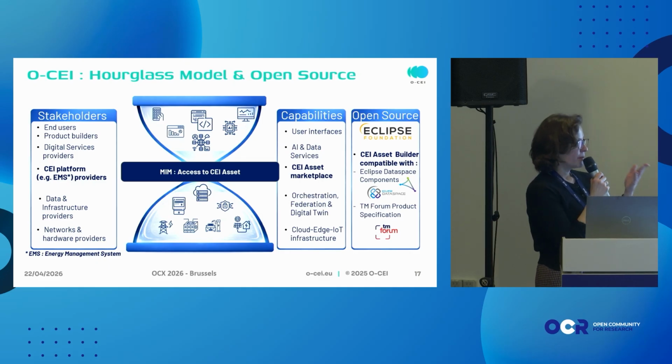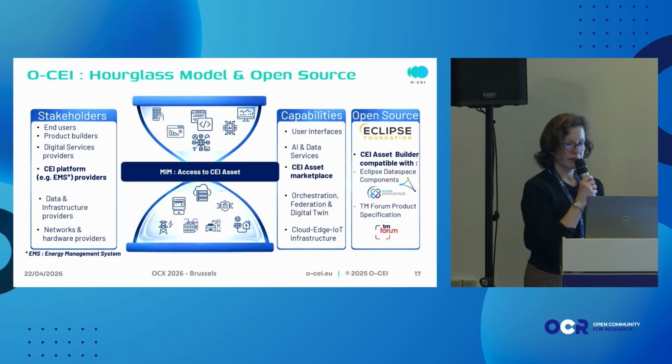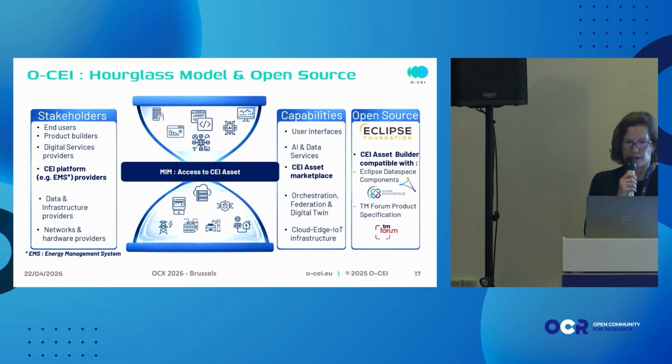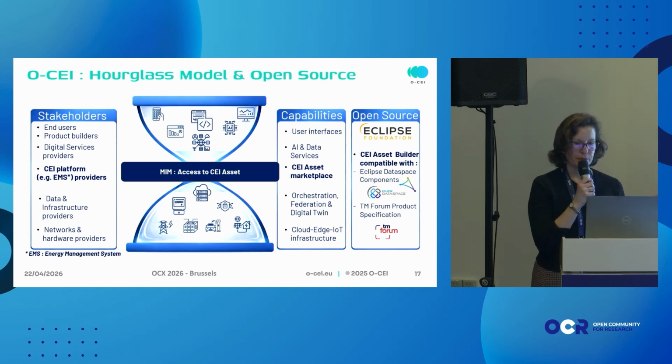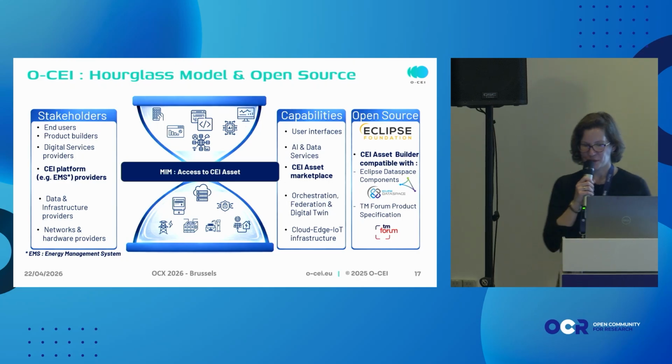One of the main targets that has been identified is the development of a CI asset builder, which will indeed be open source. It also needs to be compatible with Eclipse data space components, and also the TM Forum product specification. And UPV will explain more in a second talk tomorrow about also the open source targets in the different pilots. Thank you very much for your attention.